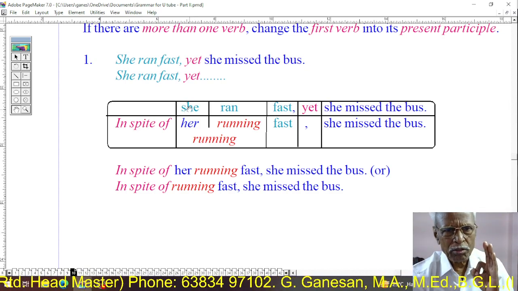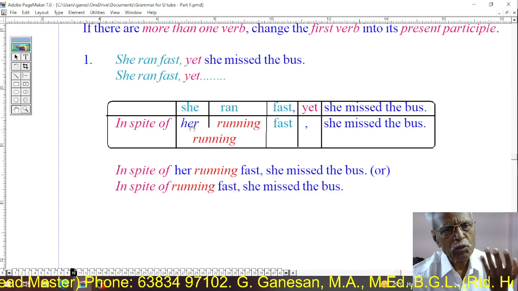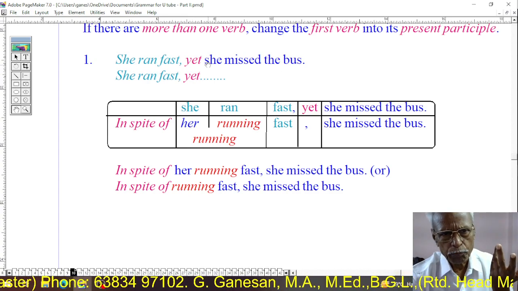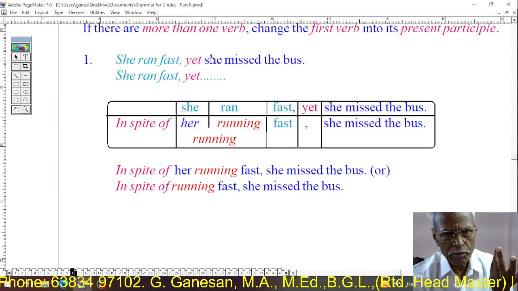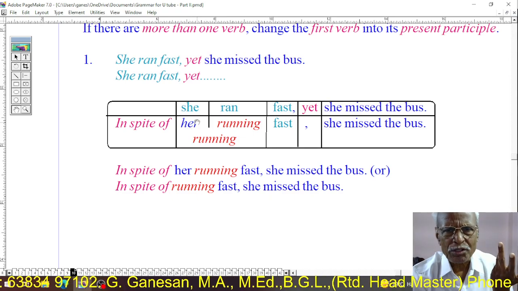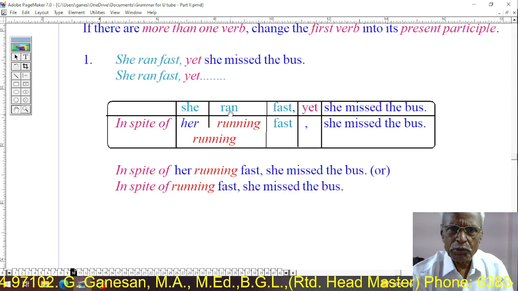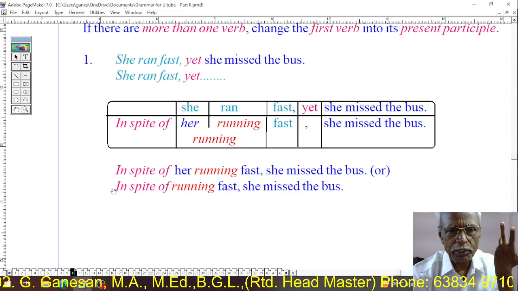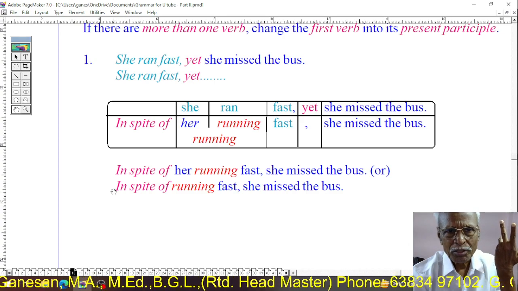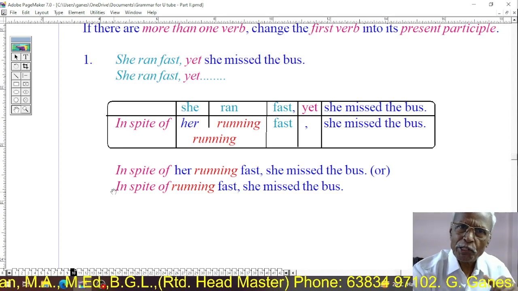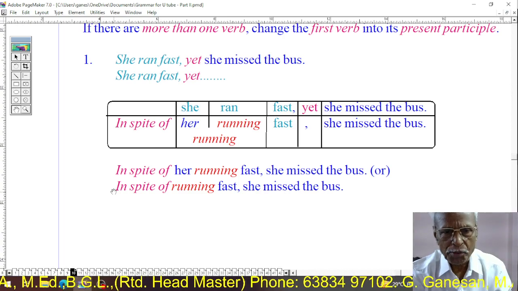Then the noun, the subject, goes into the possessive or not. When both the subjects are the same, we need not use it. Then the verb goes into its present participle. In spite of running fast, she missed the bus.